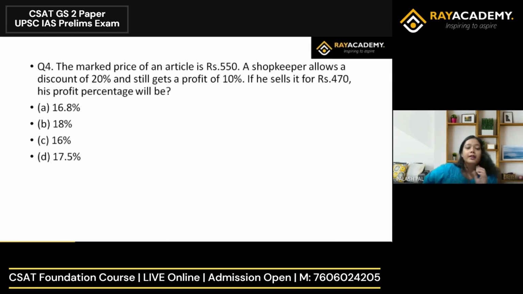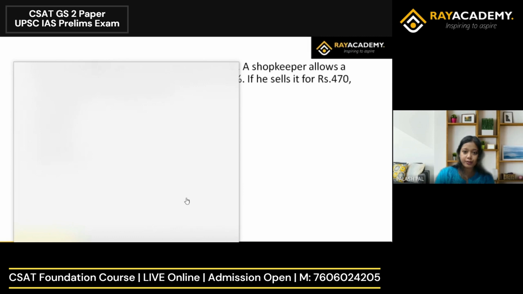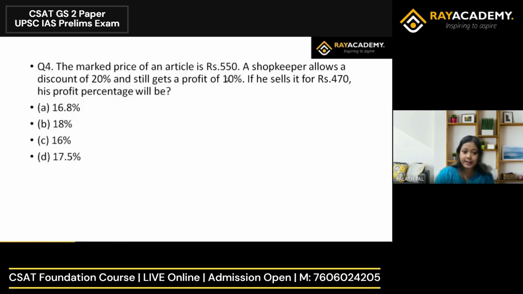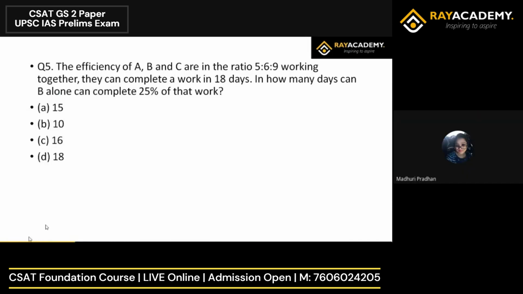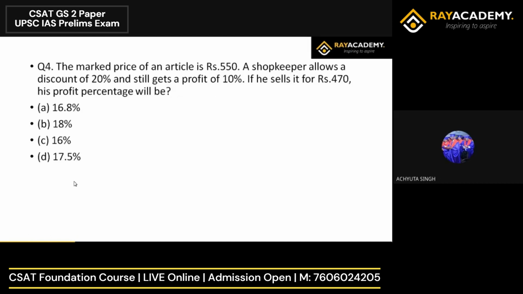देखो, what are the questions? The market price of an article is rupees 550. A shopkeeper allows a discount of 20% and still gets a profit of 10%. If he sells it for 70, what will be the percentage? Okay. So this question relates to which chapter? Any guess?